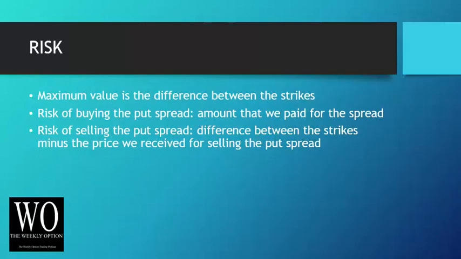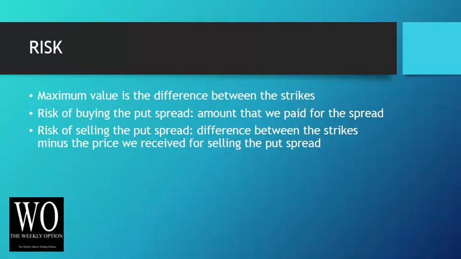So the risk, of course, is the maximum value between the 2 strikes. The maximum value of the spread is the difference between the strikes. So your maximum risk when buying a put spread is the amount of money you pay for the spread. Just like when you buy an option, your maximum risk is the amount of money that you actually pay for the option. Your maximum risk when you sell the put spread is a little different.